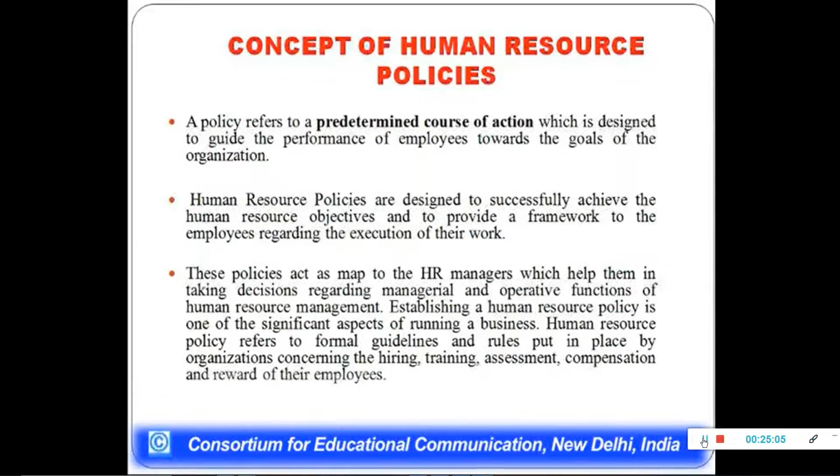So, summing up the concept of policies, these policies act as a map to the HR managers which helps them in taking decisions regarding the managerial and operative functions of human resource management. Establishing a human resource policy is one of the significant aspects of running a business. The human resource policy refers to the formal guidelines and rules put in place by the organization concerning the hiring, training, assessment, compensation, and reward of the employees.